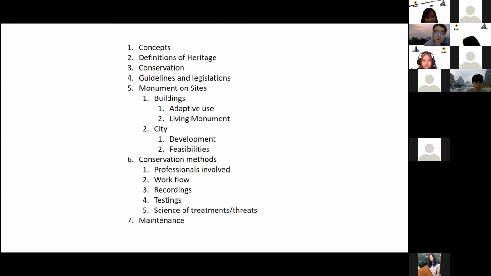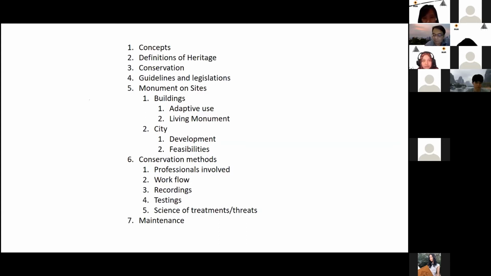And then we go on to the conservation method, professionals involved, workflow, testing, science of treatment, and then maintenance. Maintenance, I will just briefly talk about. So basically, this is the gist of what the idea of heritage is about, and hopefully at the end of the day, you all can appreciate it.